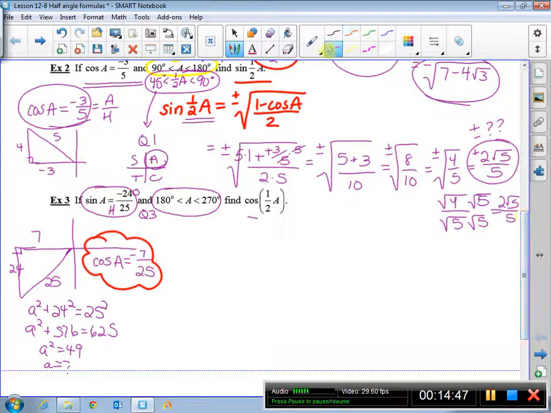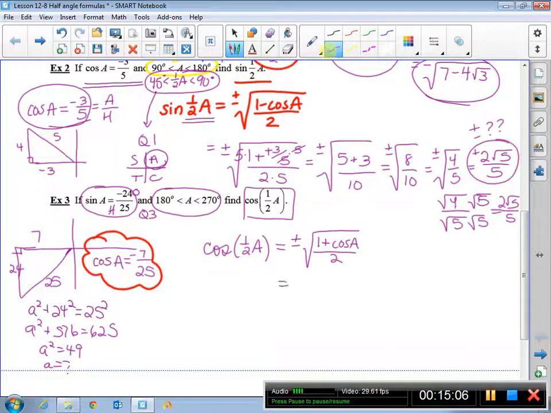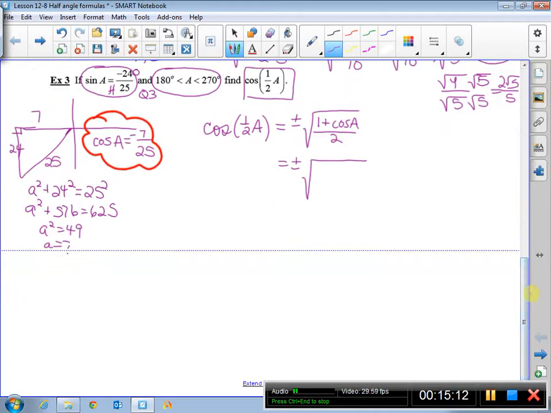The question is asking us to find the cosine of half A. So write the formula down. Cosine of half A is positive or negative, square root, 1 plus cos A over 2. So let's substitute in what we know. The cosine of A is negative 7 over 25. So 1 plus negative 7 over 25, all over 2. Make sure everything's under the radical there.